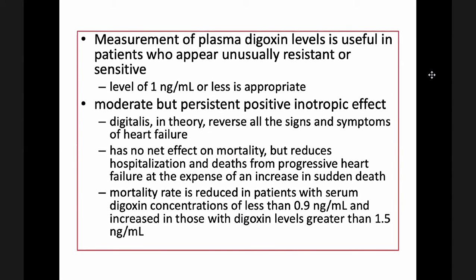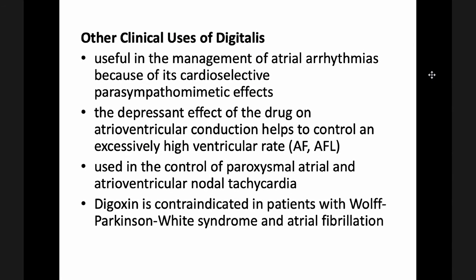So you need to measure the plasma digoxin levels, especially for those who appear unusually resistant or sensitive. So levels of 1 nanogram per ml or less are appropriate. It has a moderate but persistent positive inotropic effect. So digitalis, in theory, will reverse the signs and symptoms of heart failure, but it has no effect on mortality. It may reduce hospitalization and deaths from progressive heart failure at the expense of an increase in sudden death. So the mortality is reduced in patients with serum digoxin concentrations of less than 0.9 nanograms per ml and increased in those with digoxin levels greater than 1.5 nanograms per ml. So the other clinical uses of digitalis include management of atrial arrhythmias because of its cardioselective and parasympathomimetic effects.